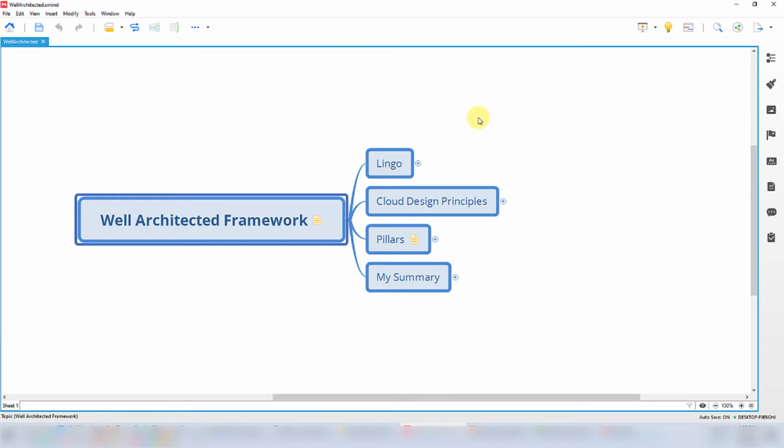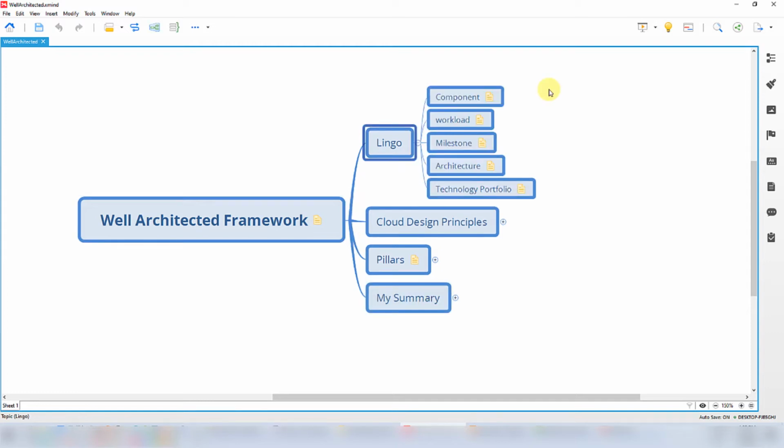Here's an outline of what I'm going to discuss. I'm going to quickly go over the terminology used. And these are the 2 main sections in the paper: cloud design principles and the pillars. And finally, I will discuss my own summary of the paper in a condensed form.